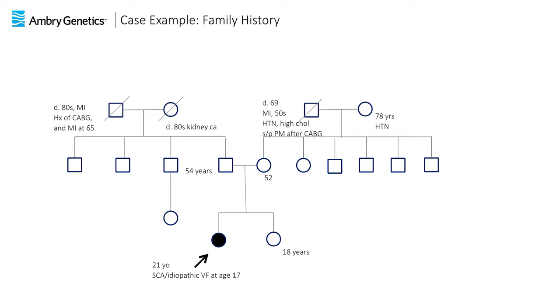At the time that she had initially been seen, she had had some baseline genetic testing ordered that included sequencing of genes associated with long QT syndrome, Brugada syndrome, as well as catecholaminergic polymorphic ventricular tachycardia, and all of that initial genetic testing had been normal. So she was referred for further evaluation, trying to better understand if there was an underlying genetic etiology for her history of arrhythmia.